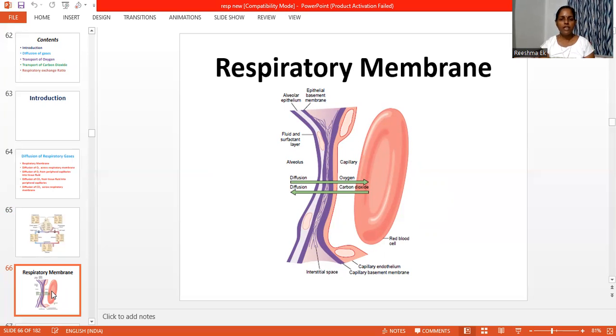dioxide is a waste product, and it is diffused from the tissues and it enters the capillary blood. So carbon dioxide diffuses from the capillary blood into the alveolar air. So respiratory membrane is a membrane through which gaseous exchange takes place. It consists of alveolar epithelium, basement membrane, and capillary endothelium. These are the three main parts of respiratory membrane.